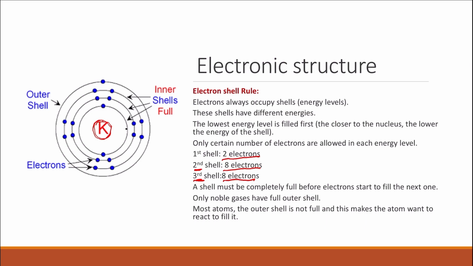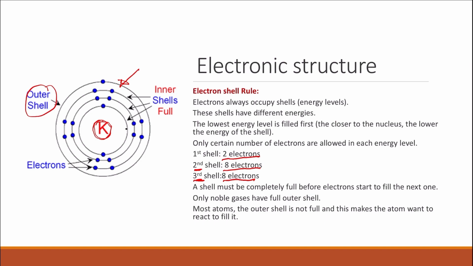All atoms in the periodic table, with the exception of the noble gases, have an incomplete outer shell. The last shell that has electrons is called the outer shell. So this is the outer shell. Usually atoms have an incomplete outer shell, so it has less than its maximum capacity of electrons. All the inner shells are complete, are full. The only exception from this rule is the noble gases. Noble gases have a complete outer shell of electrons. This is why they are called noble gases.